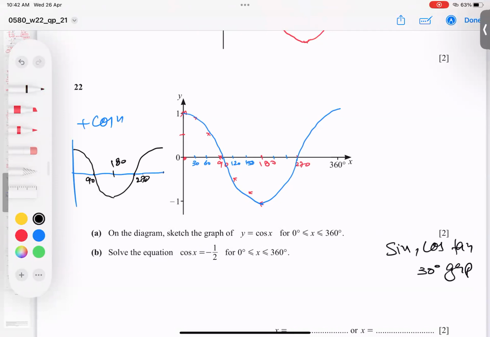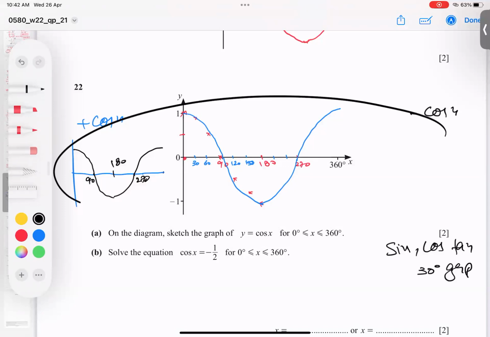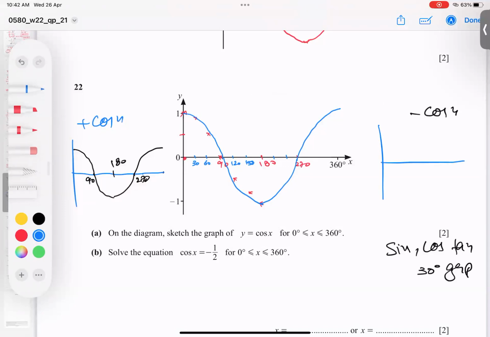But if the question comes with a negative cos, look at it, negative cos, then the whole graph will be inverted. Inverted means, I'll show you, the graph will not start from the top, it starts from the bottom. This, this, this, and this. And then 360, here 180. I hope you understood very well how we can plot the cos curve.